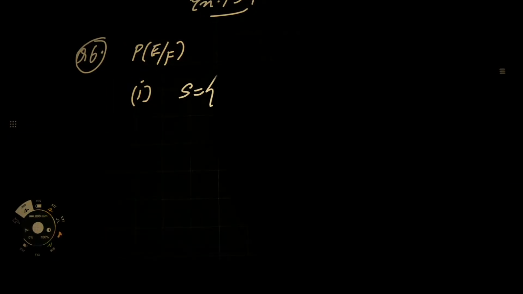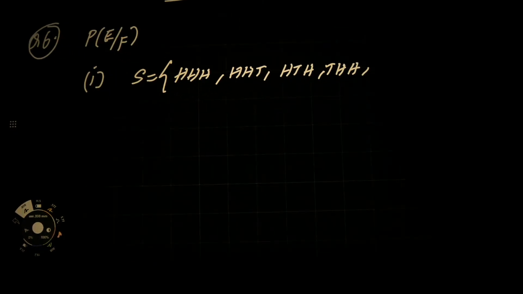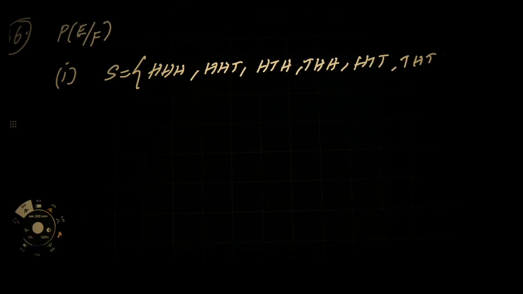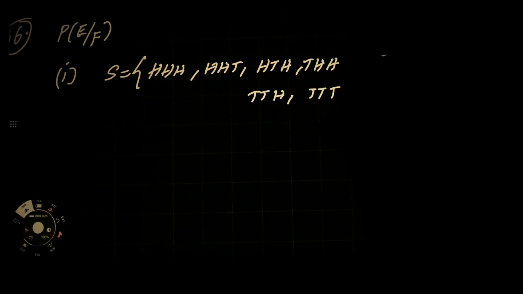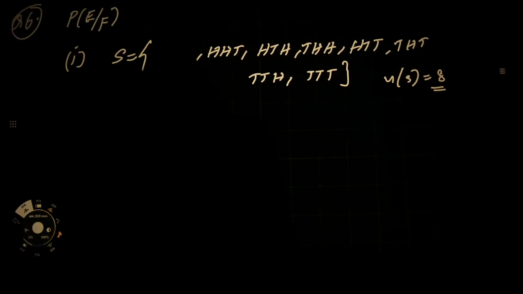What is the question? A coin is tossed 3 times. So what outputs can we get? What will be the sample space in case 1? You can get all H, then 2 H and 1 tail: H T H and T H H. Then we can have 1 head and 2 tails: tail head tail, then tail tail head, and finally T T T. So you have a total of 8 outcomes, right?